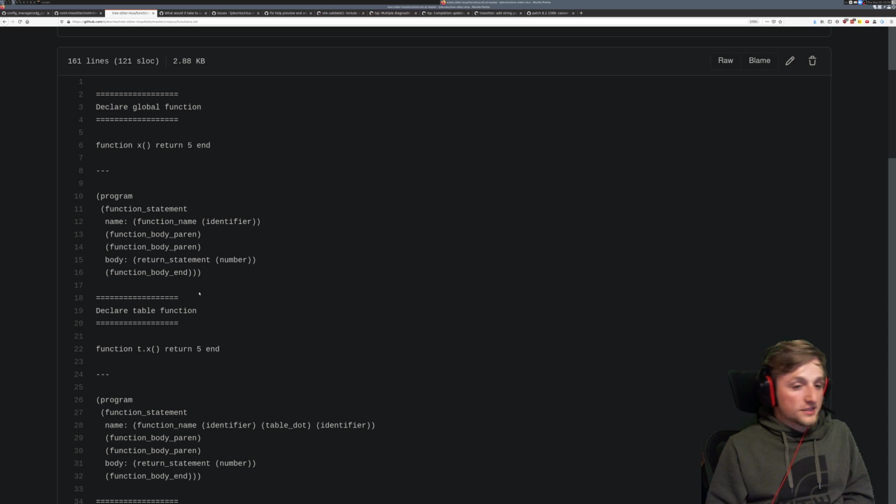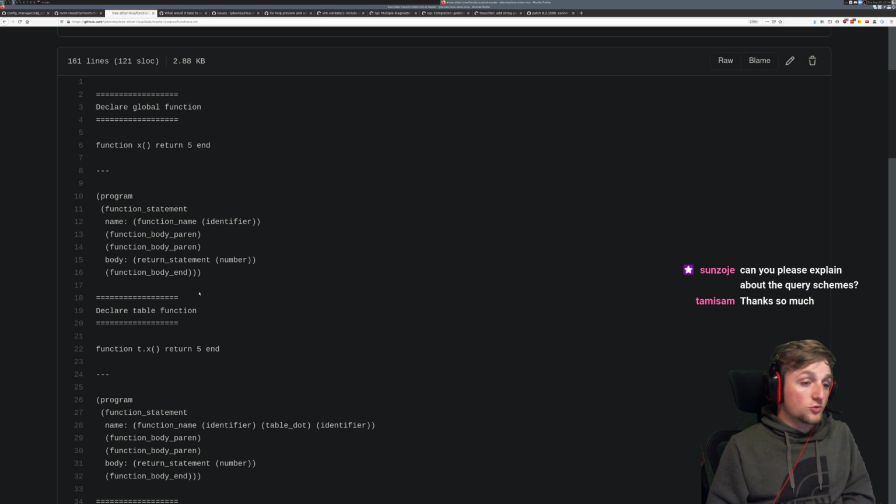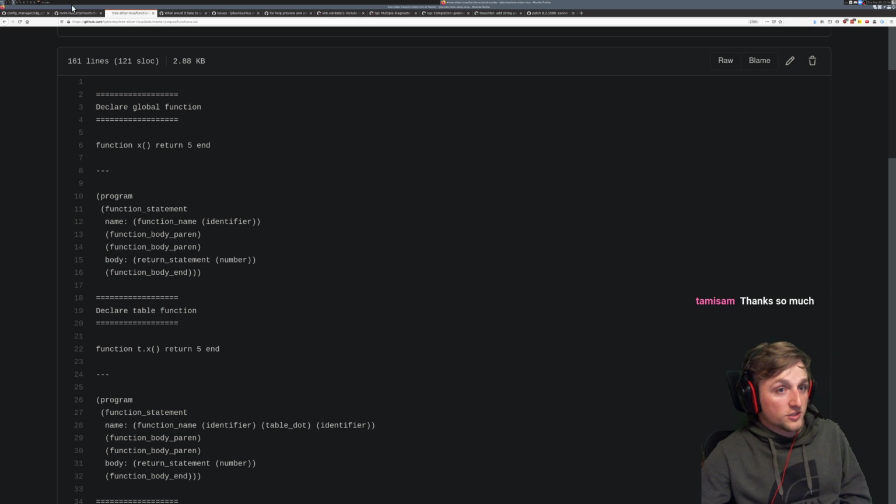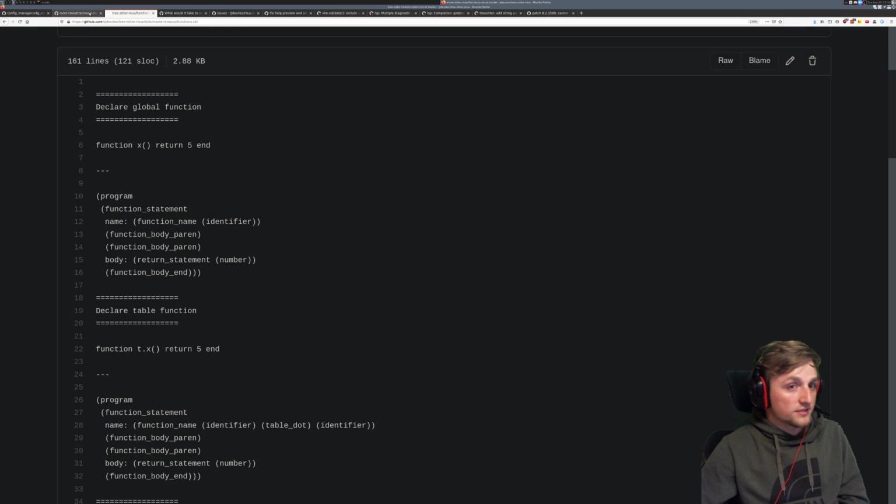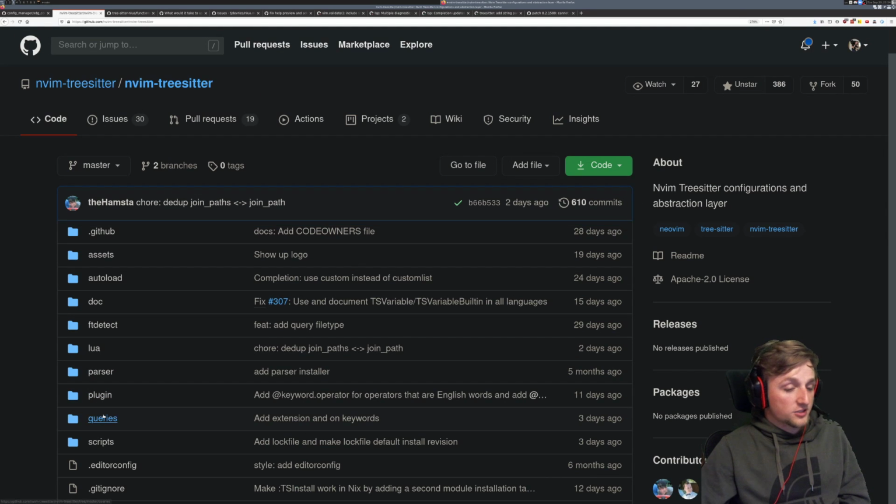So I think that's the general idea of what Tree Sitter is and how it compares to LSP. Does anyone have any questions about that? Can you please explain about the query schemes? Sure, the way that you can query things is with a small Lisp-like language that basically looks like Scheme, and you can write queries that will return things. You can read more about the syntax on Tree Sitter's website, I guess.